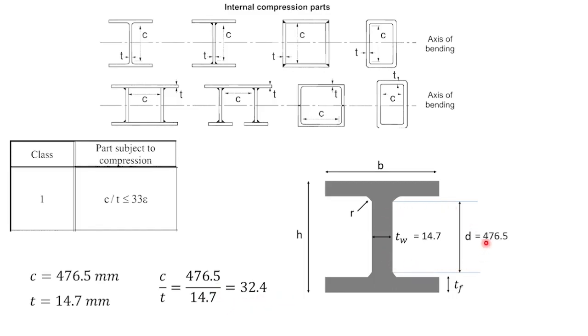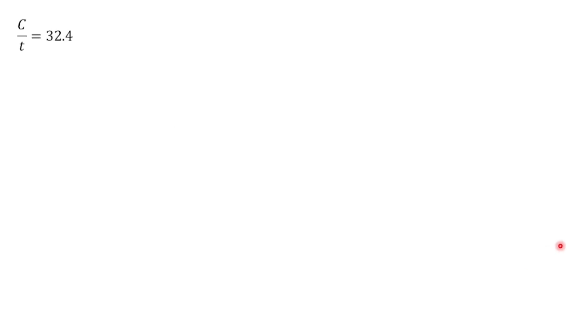I already explained how to get these values. So if you didn't know how to get these values, please go to the description and find video 1. In video 1, I explained how to get these values from the steel blue book. So now I know the c over t ratio.